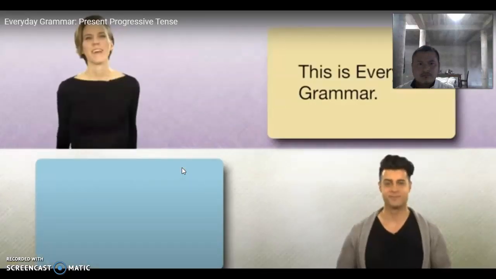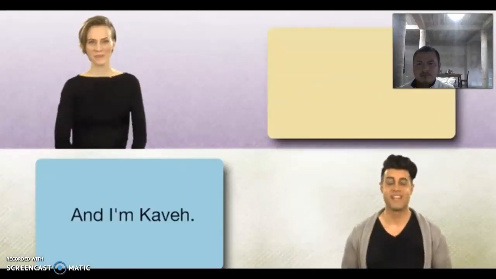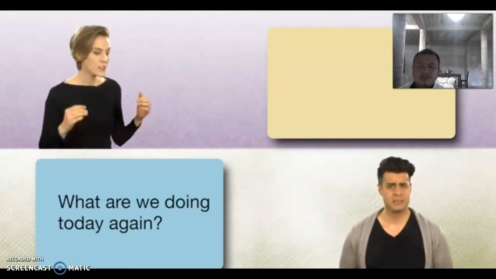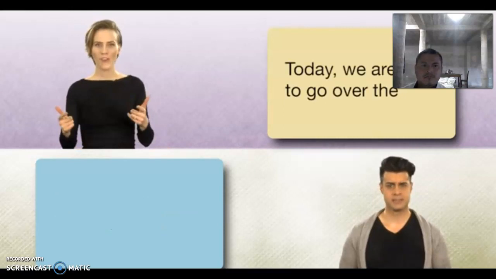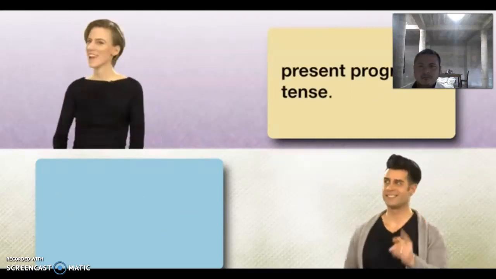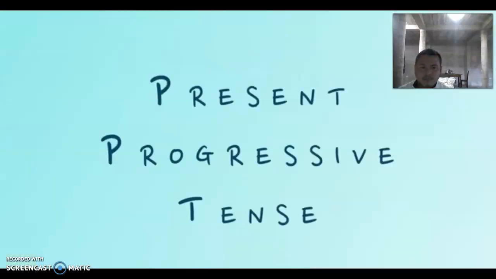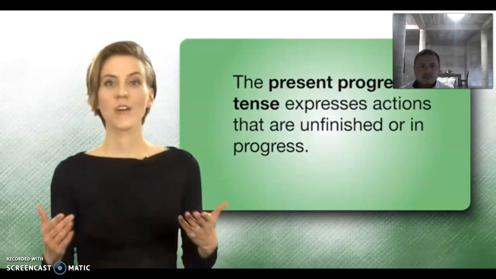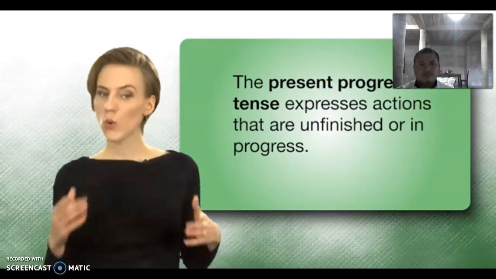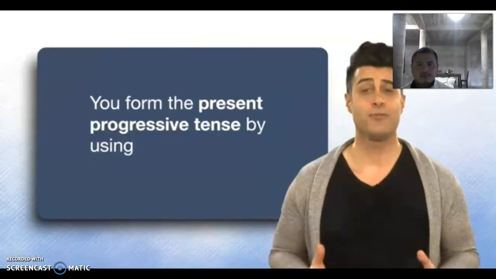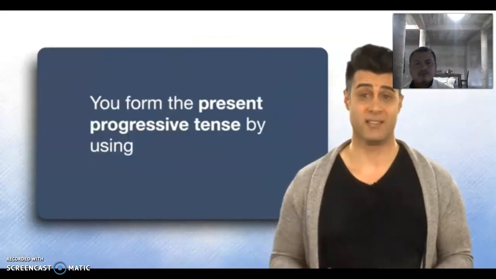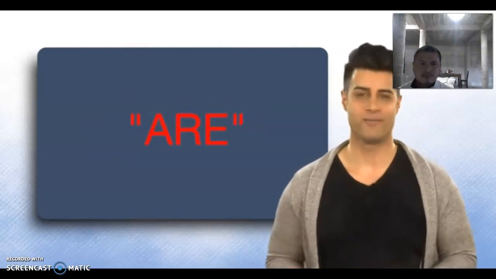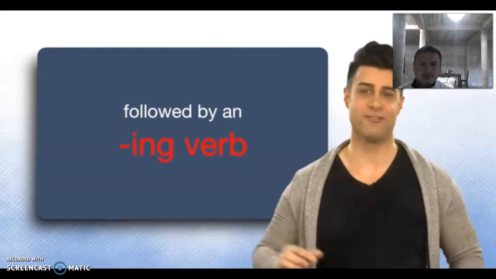This is Everyday Grammar. I'm Lucia. And I'm Khaled. What are we doing today again? Today we're going to go over the present progressive tense. The present progressive tense expresses actions that are unfinished or in progress. You form the present progressive tense by using am, is, or are, followed by an ing verb.